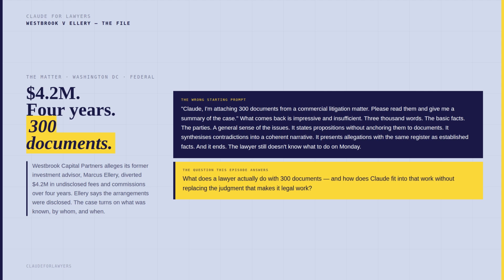It sounds comprehensive. And it is, in the same way a map with no scale is comprehensive. It states propositions without anchoring them to specific documents. It synthesizes contradictions into a coherent narrative. It presents allegations in the same register as established facts. And it ends. The lawyer has 3,000 words and still doesn't know what to do on Monday.